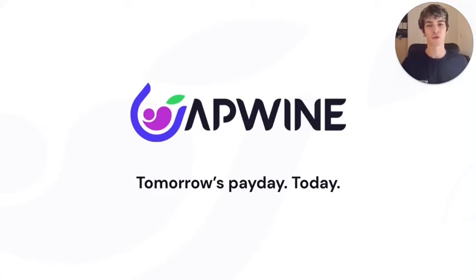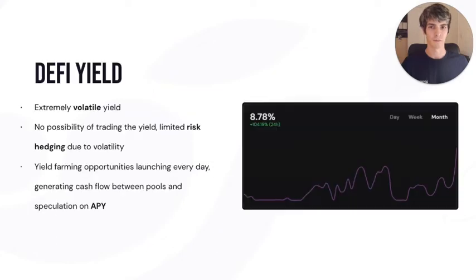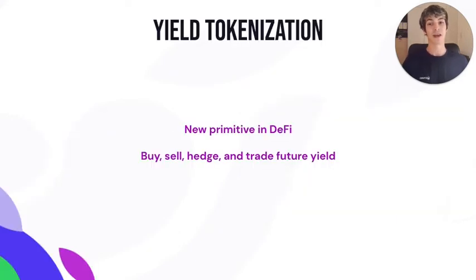APWine is the protocol for future yield tokenization in DeFi. Since the DeFi summer of 2020, yield farming still remains inefficient. APYs are extremely volatile day to day, and risk hedging is currently very limited. But what if there was a simple way to efficiently speculate and hedge your risk on APY? This is where APWine comes in.